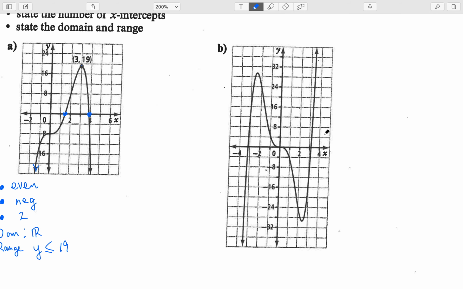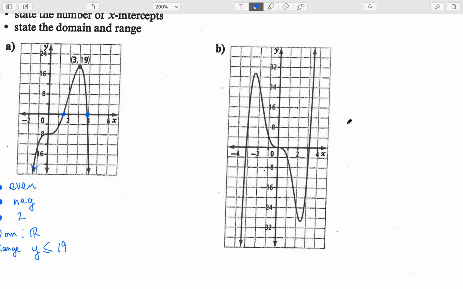Okay, let's try this one over here. Even or odd, they're in opposite directions. So this one is definitely odd. And the leading coefficient, this thing goes up to positive. Remember, we only look at the right-hand side, because the left-hand side depends if this is odd or even. It could be going up or down, but this one's going to be positive. So the leading coefficient is positive because it goes up to positive infinity.